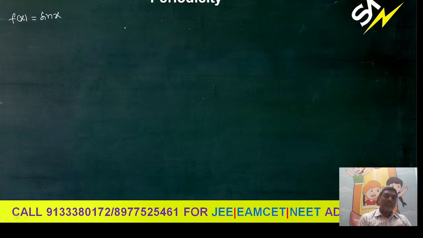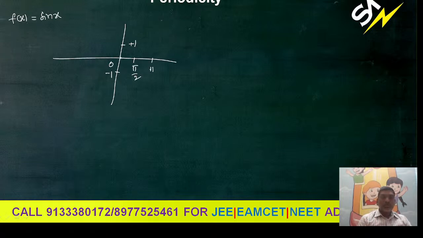If you see the graph of this function, we mark 0, +1 and -1, and this could be 90, 180, 270, and on this side -90, -180, -270. So here we are talking about sine. We have to calculate sine 0 and mark it here. Sine 0 is 0.